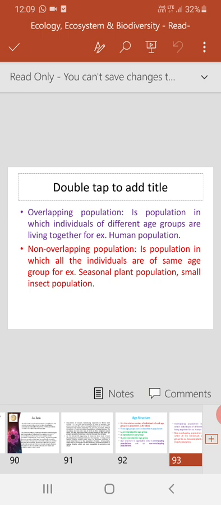For example, the human population. हम जानते हैं कि ह्यूमन पॉपुलेशन एक ओवरलैपिंग पॉपुलेशन है, जहाँ पर अलग अलग पीढ़ी के लोग एक साथ रहते हैं. जैसे कि आपके दादाजी भी हैं, आपके पिताजी भी, आपके दादाजी एक अलग जनरेशन के हो गए, आपके पिताजी एक अलग जनरेशन के हो गए, आप खुद अलग जनरेशन हो गए, तो तीन पीढ़ी एक साथ रह रही, तो that is called an overlapping population.